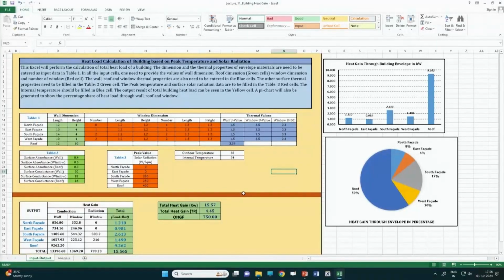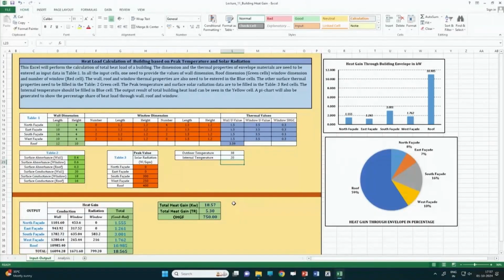Suppose in this particular case you decrease the internal set point temperature, and you are comfortable with 20 degrees, not 24 degrees. So, what is going to happen? Will the total heat load increase or decrease? The total heat load will increase. From 15.57 it is definitely going to increase to 18.57, because I am decreasing the internal set point temperature from 24 to 20 degrees.